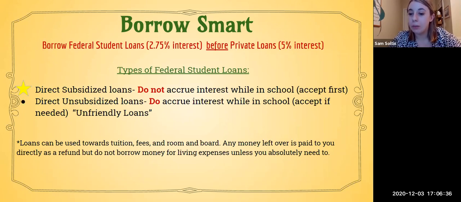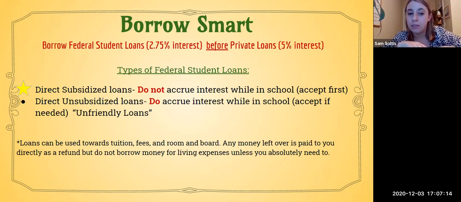So it's a lot more money that you're going to have to pay back later on top of the loan amounts. So just looking at the federal student loans, there are 2 types. So we have the direct subsidized loans and direct unsubsidized loans. So direct subsidized loans, those are the ones that we want to look for. Those do not accrue interest while you're in school. Whereas the unsubsidized loans, or the unfriendly loans, as we call it, those do accrue interest while you're in school. So again, you will have to owe a little bit more money if you take out the unsubsidized loans rather than the subsidized loans.